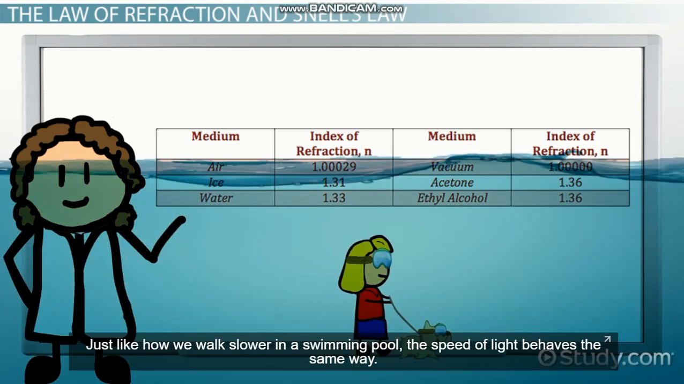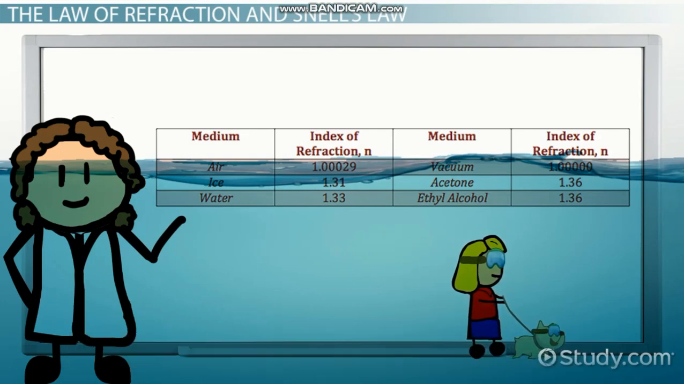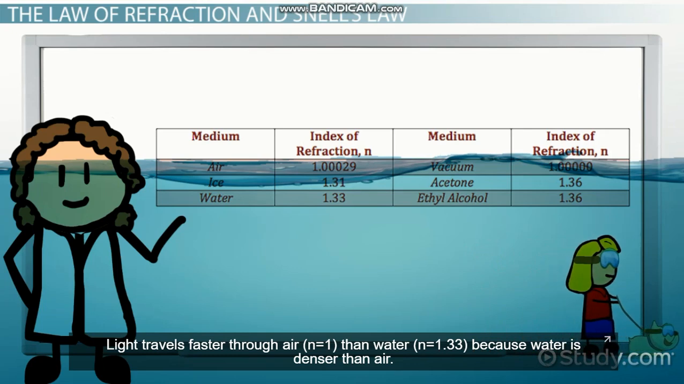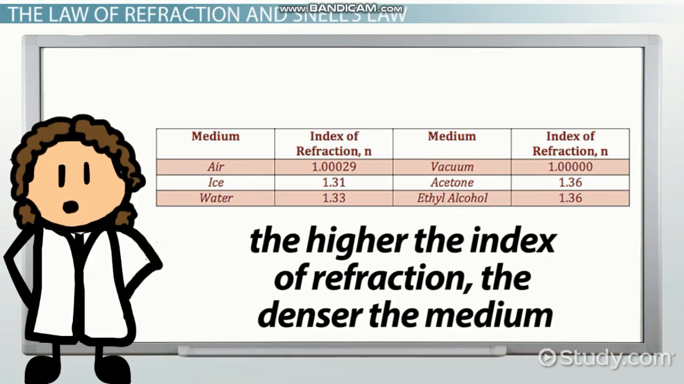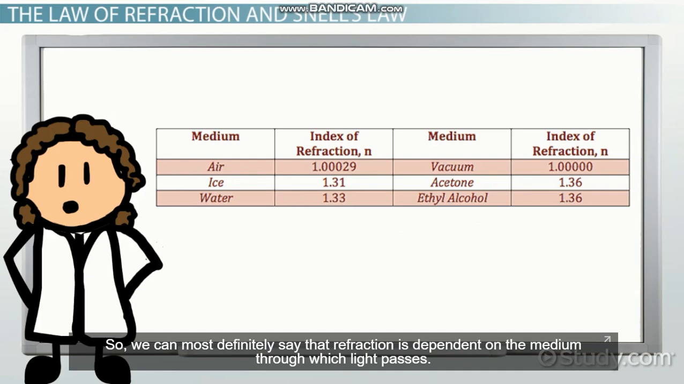Just like how we walk slower in a swimming pool, the speed of light behaves the same way. Light travels faster through air than water because water is denser than air. So we can say that the higher the index of refraction, the denser the medium. Light travels slower in a denser medium. So we can most definitely say that refraction is dependent on the medium through which light passes.